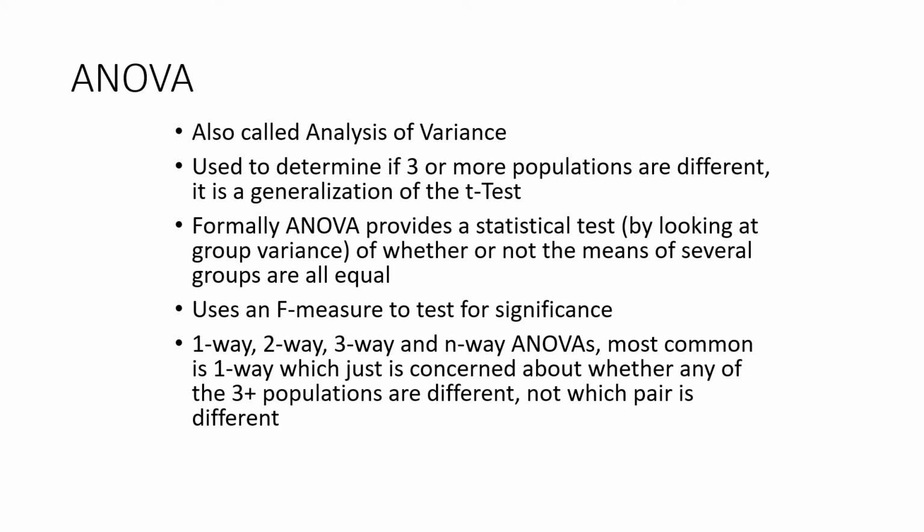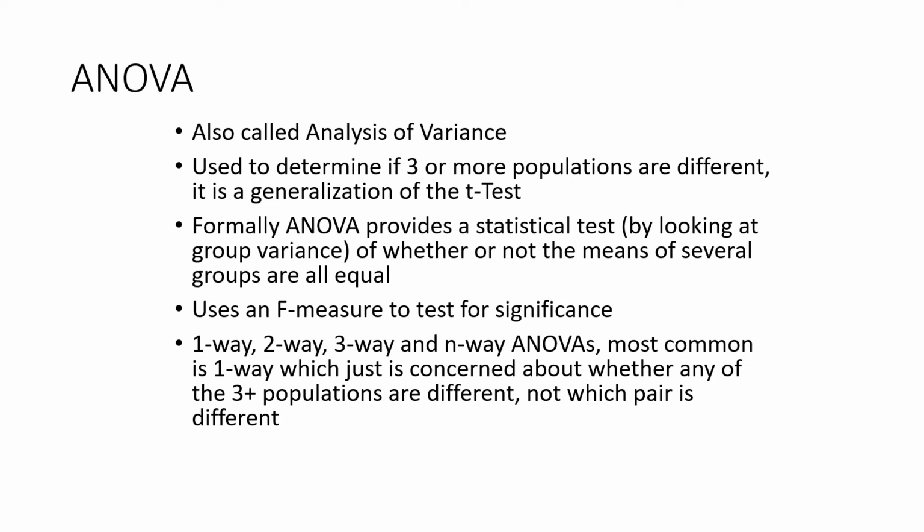Looking at 3 populations and not 2 means that we have to use a different statistic. We have to use analysis of variance. ANOVA, or analysis of variance, is used to determine if 3 or more populations are different or distinct. It's a generalization of the 2-population t-test.